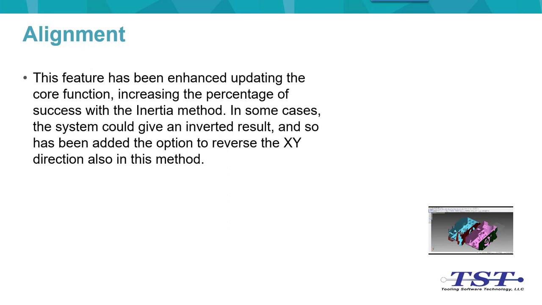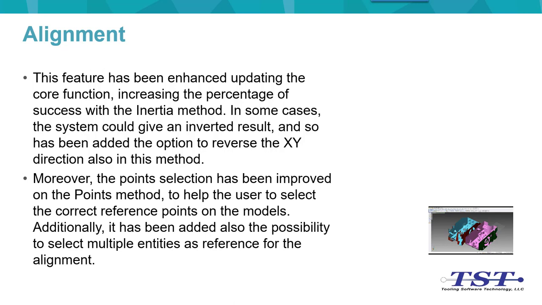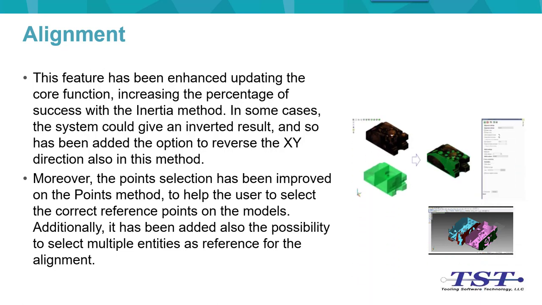Alignment. This feature has been enhanced, updating the core function to increase the percentage of success with inertia methods. In some cases, the system could give you an inverted result, and so the option has been added to reverse the X and Y directions in this method. Moreover, the point selection has been improved on the points method to help the user select the correct reference point on the model.